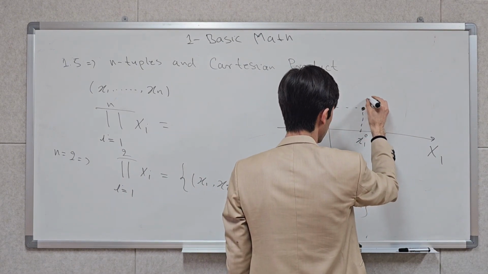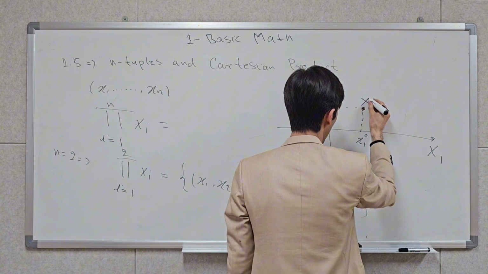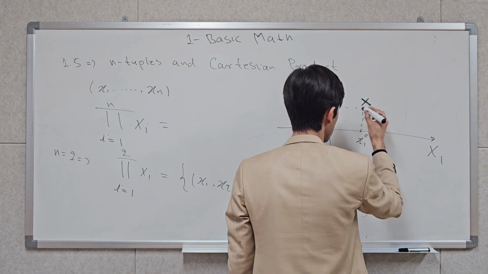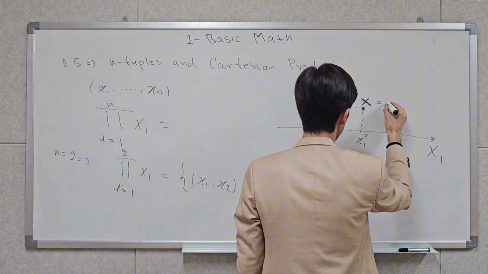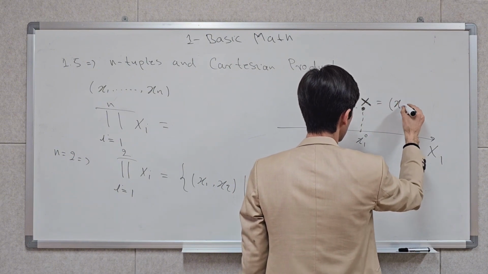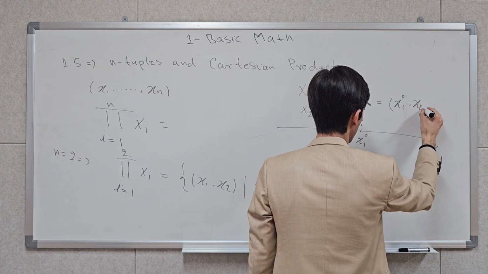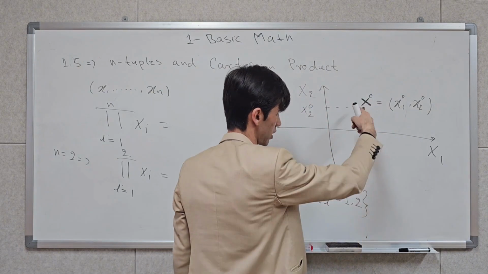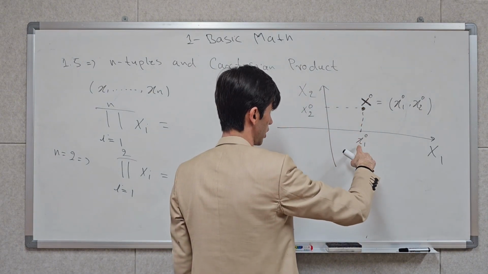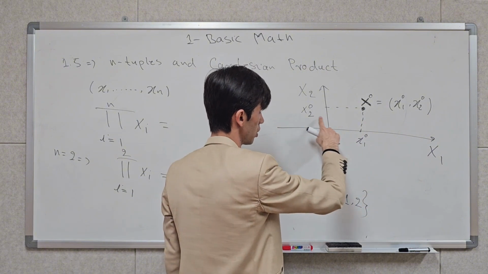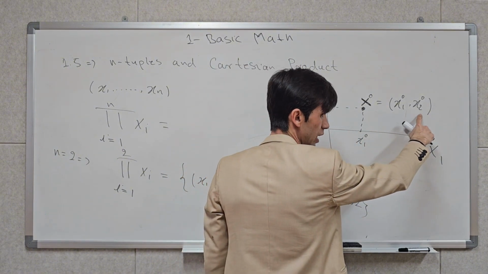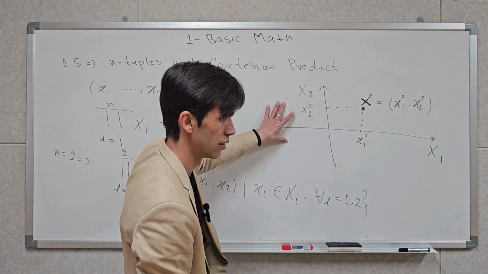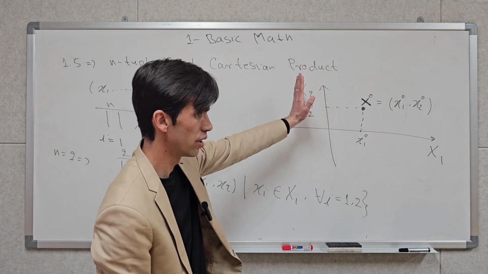A Cartesian product of this one becomes this point, which sometimes we write as a bold x. This bold x is equal to (x1 0, x2 0). You can also write x0, because, for example, just suppose this is the starting point. We start from x1 0 and x2 0, and this point is x1 and x2. So it's just like 2-dimensional. We have the dimension of x1, we have the dimension of x2.